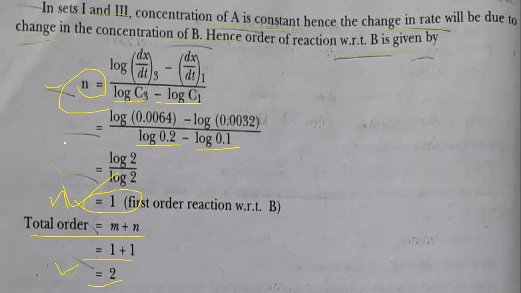This is Ostwald's isolation method. Again, I am repeating: one of the reactants is taken in excess while the other is in less concentration, and the reactant which is in the less concentration is used to find out the order of reaction.